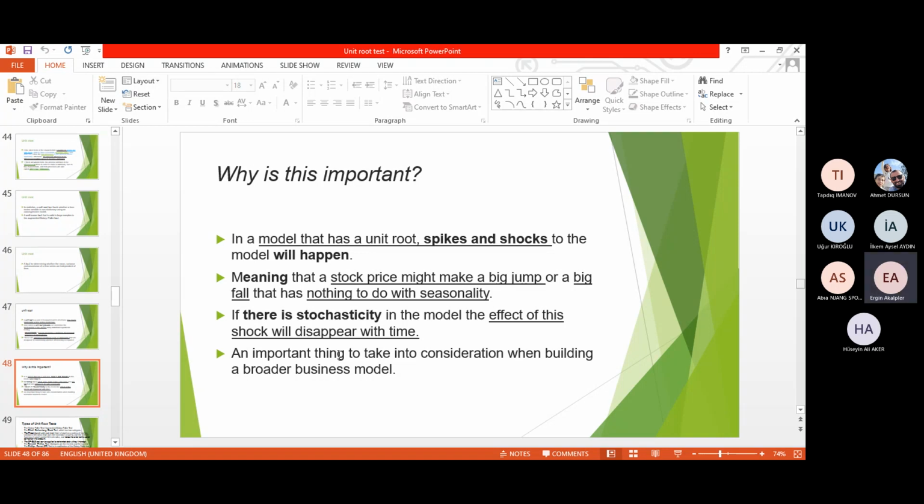If there is a stochasticity in the model, the effects of this shock, which is going to increase or decrease the value of the price, will disappear with time. If there is a stochasticity, it is so. But if it is not, then of course, it is an important thing to take into consideration when building a broader business model.